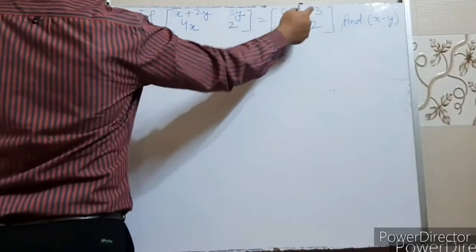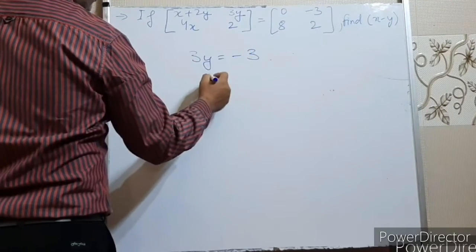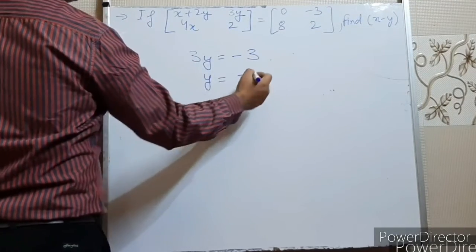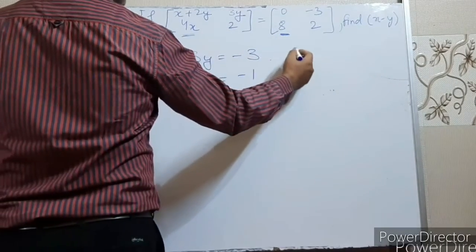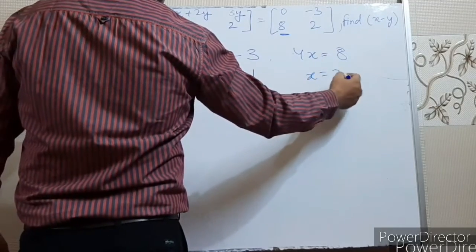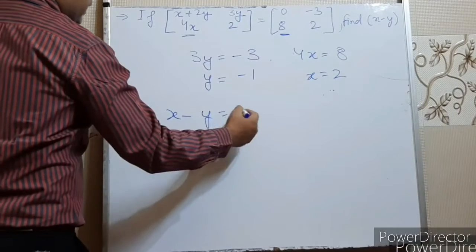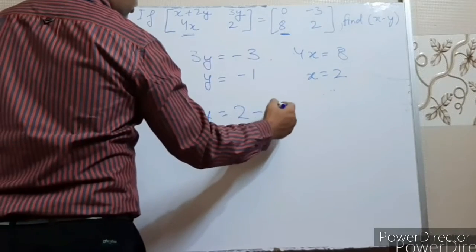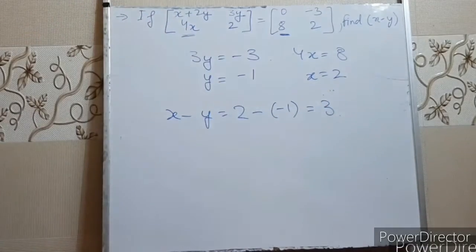So that means 3y equals minus 3, you can equate. So what is the value of y we will get? Minus 1. And when you equate this term, 4x equals 8. What is the value of x we will get? 2. So we need to calculate the value of x minus y. The value of x minus y will be 2 minus of minus 1. That will be 3. Children, note down.